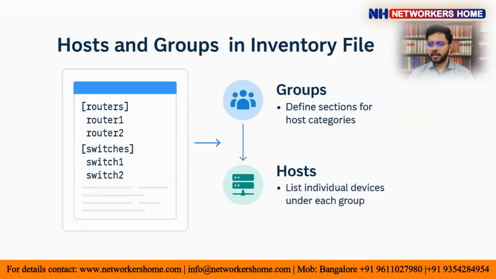Then next we have the hosts and groups. Inside the inventory file, we will mention the hosts and the groups. We can mention individual hosts also. Like here on my screen, if you see, I have router 1, then router 2. These are the hosts. And when I use square brackets, I'm making a group. So this is a group, and a group defines a section for host categories.